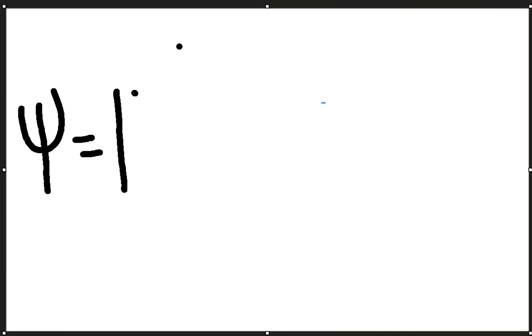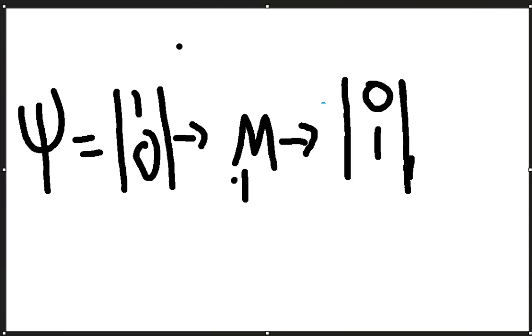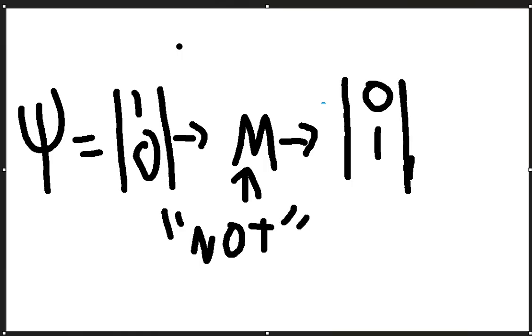With a quantum computer, you can have a psi, which is equal to, let's say, 1, 0, and you can have a matrix that then converts it into downward 1. And this is very similar to a NOT gate. I mean, it's not the same, of course, but it's very similar.